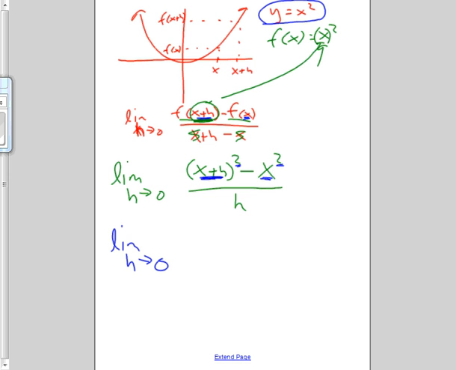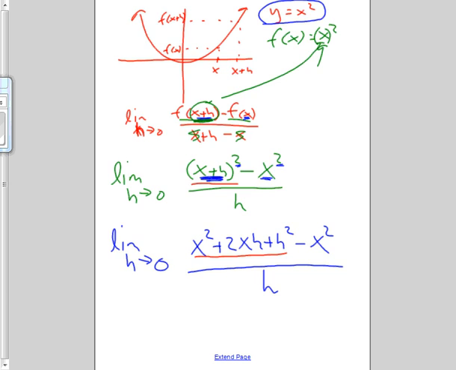Well, okay, we need to expand that. It's a binomial expansion, x plus h squared. That's something that I expect you to know how to do pretty well. x squared plus 2xh plus h squared minus x squared. And again, this red piece is just the expansion of that binomial square, and it's all over h.